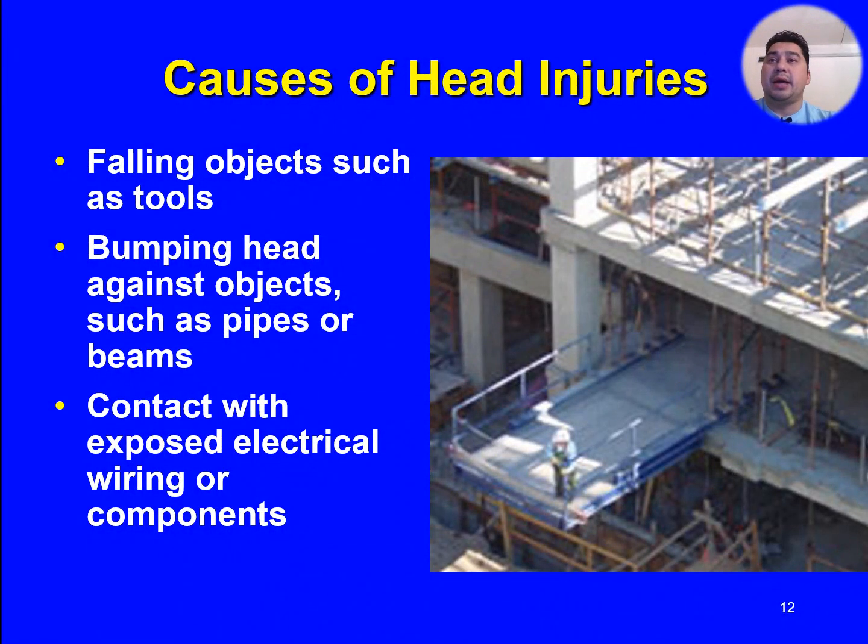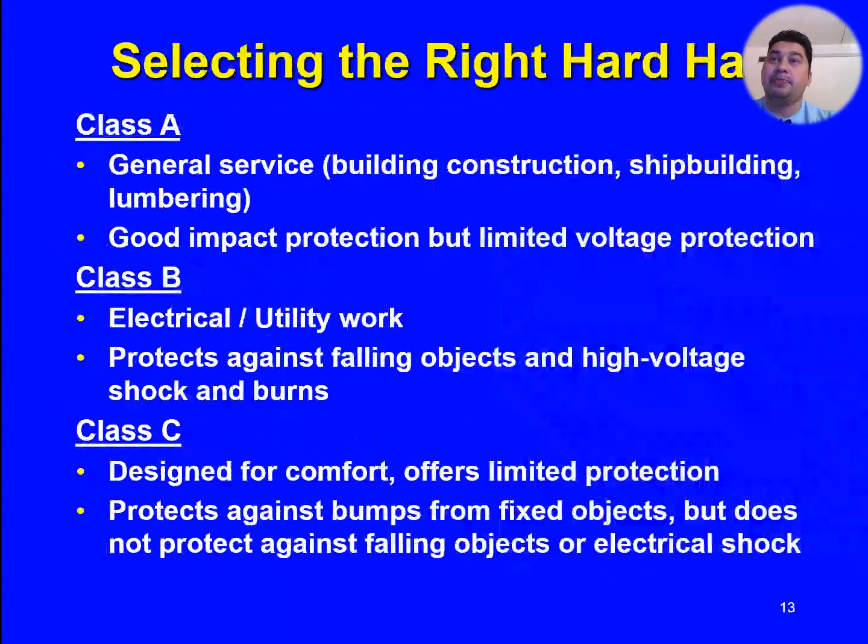The causes of head injuries are falling objects such as tools. Whenever any tool falls down, that can cause head injury. Another cause is bumping your head against objects such as pipes or beams while walking or doing some task, and contact with exposed electrical wiring or components. Selecting the right hard hat. When you select the right type of hard hat, you have to check these things. Class A, the first class, is for general services, building construction, shipbuilding, and plumbing.